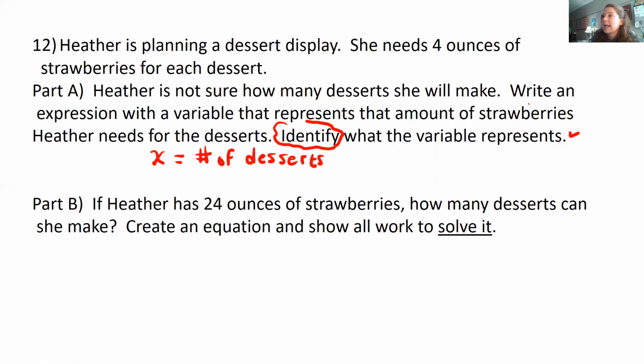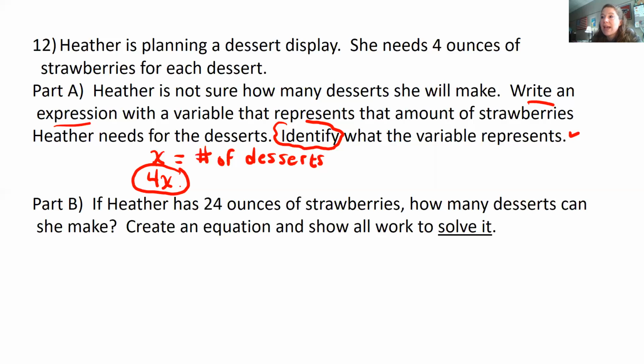Now I have to write an expression with a variable. So x is my variable that represents the number of desserts. Well, we don't know how many she's going to make. However, we do know that however many she makes, we got to multiply by 4. So 4 times the number of desserts she'll make. And that tells us how many ounces of strawberries she'll need. So this is my expression.